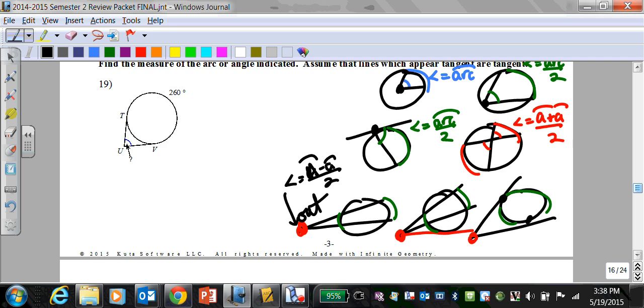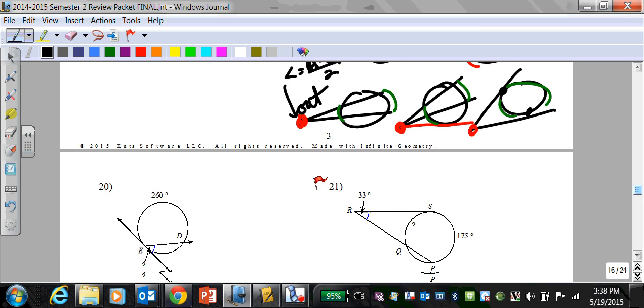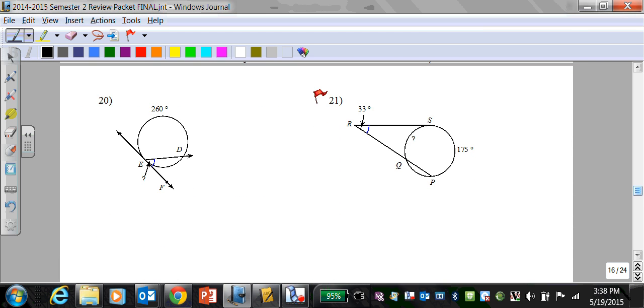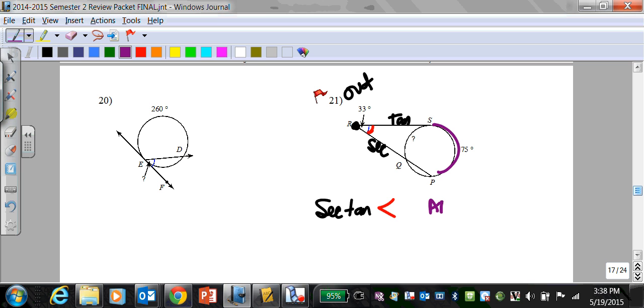So taking a look at 21, we identify which one of these guys it is. Take a look. Notice this is out. So this is a tangent and a secant. So we write it out. So a secant tangent angle. That angle right there is going to be big R minus little r over 2.